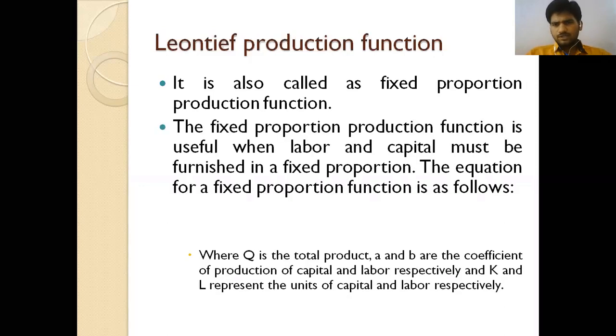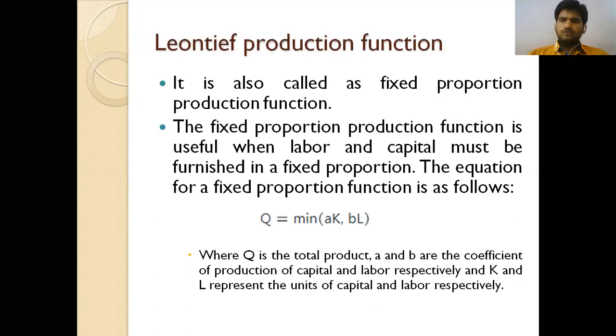The fixed proportion production function is useful when labor and capital must be furnished in a fixed proportion. The equation is Q equals minimum of aK and bL. As in the previous ones, K is capital and L is labor. Q is the total production, and small a and small b are the coefficients of the production function.